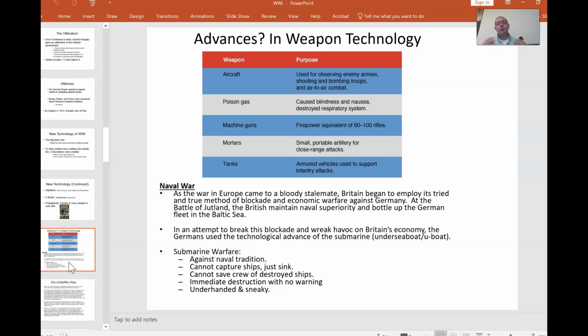Mortars. Mortars are crazy because they extend the range that we could shoot at. These are small portable guns that can shoot quarter-mile, half-mile rounds, and they can do some very severe damage to somebody who is pretty far away.